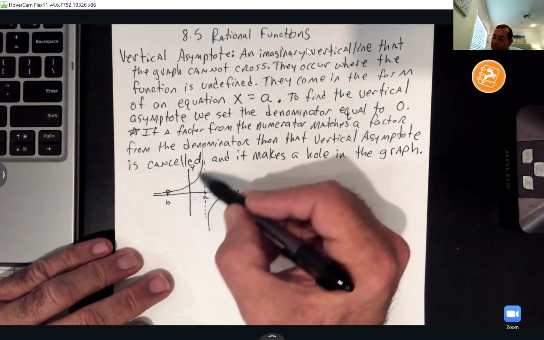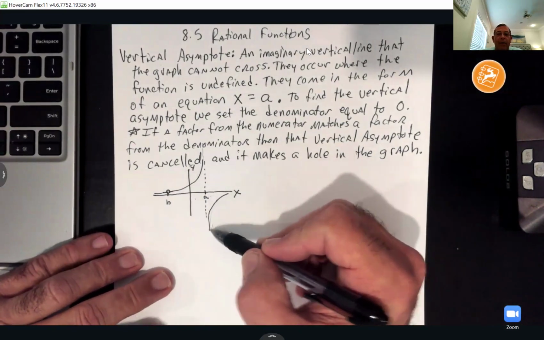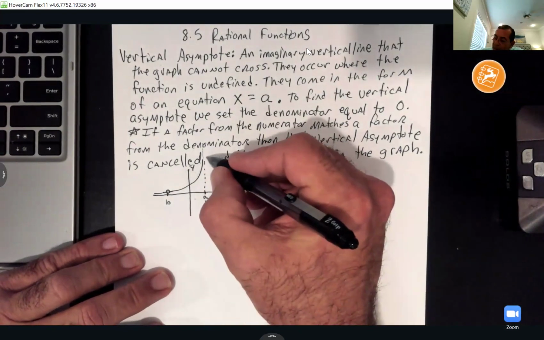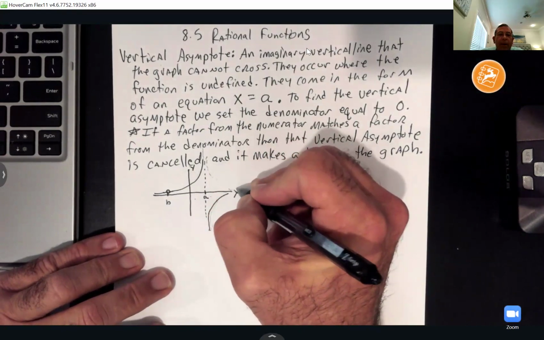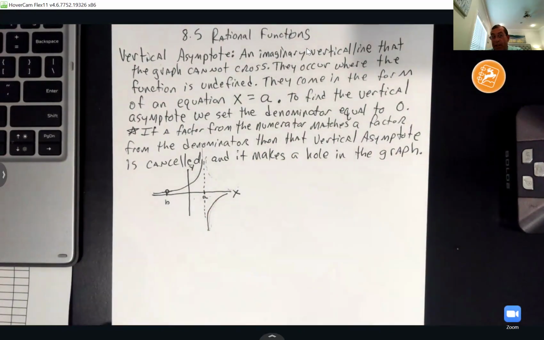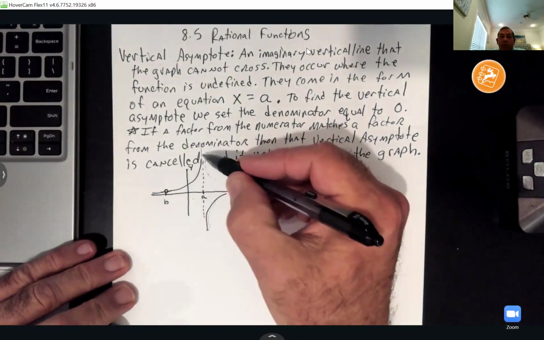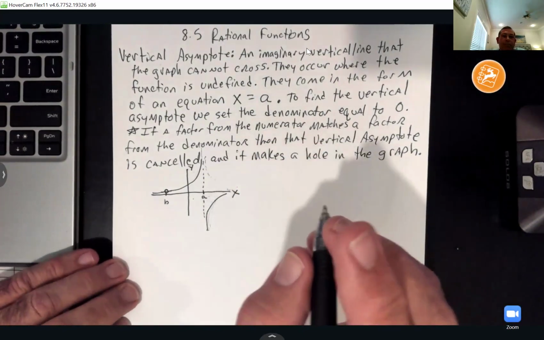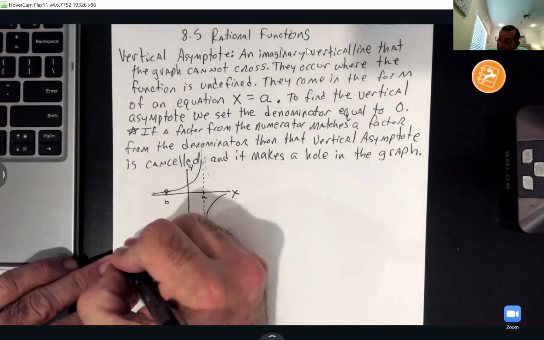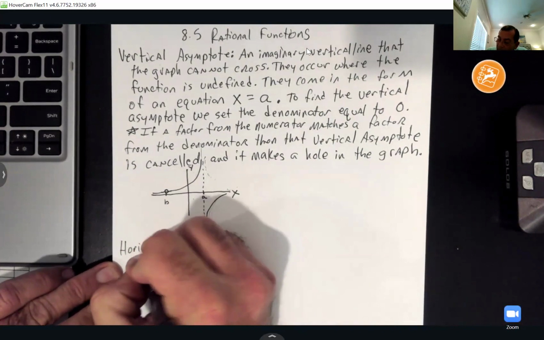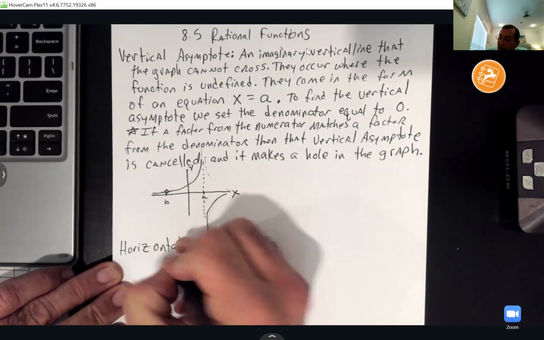So sometimes one side will go up, one side will go down. Sometimes they both sort of come from the top. Just depends on what our equation is, okay? So that's your vertical asymptote. We also got horizontal asymptotes.